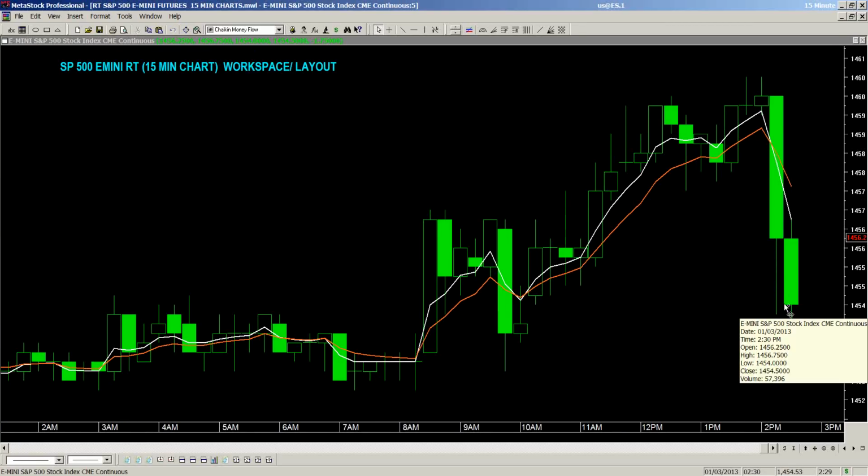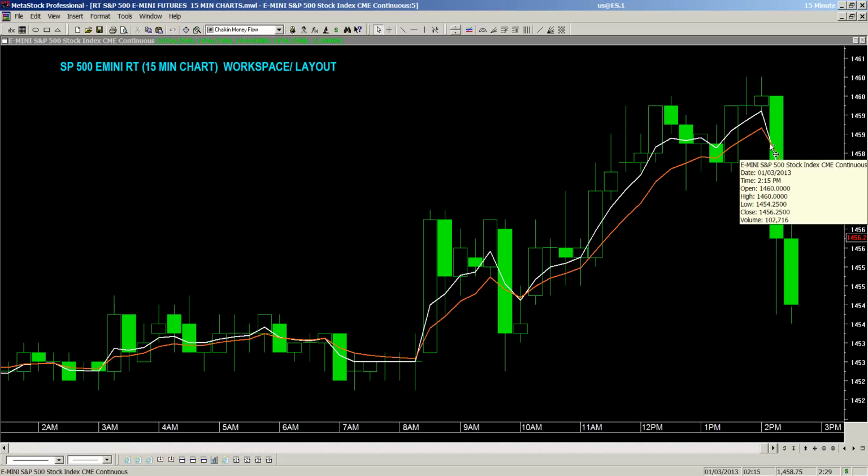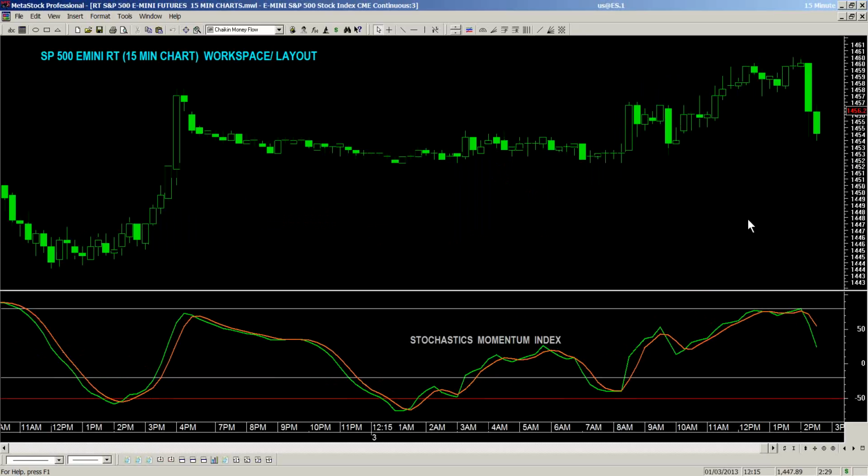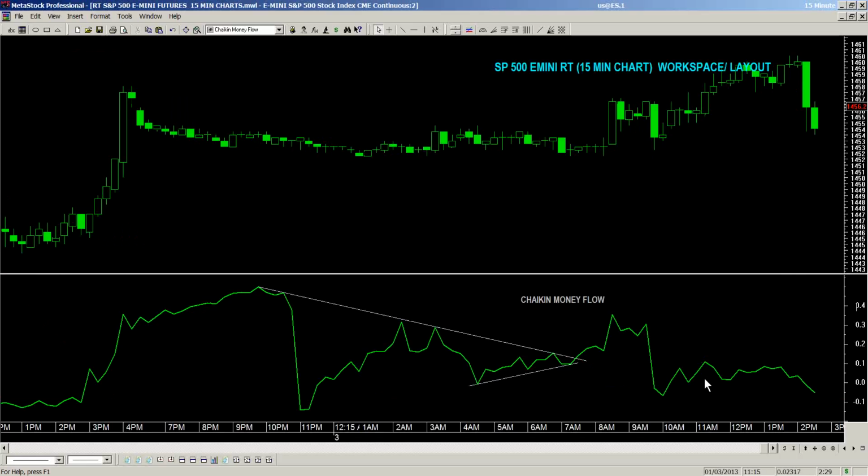Taking a look at some of the other indicators, the EMAs crossed right at the entry point here, signaling a go situation. Here, if we take a look at the MACD, it had to cross as well right here at the 2:15 bar. And again, here we are. The Stochastics Momentum Index here crossed just before the trade was taken.